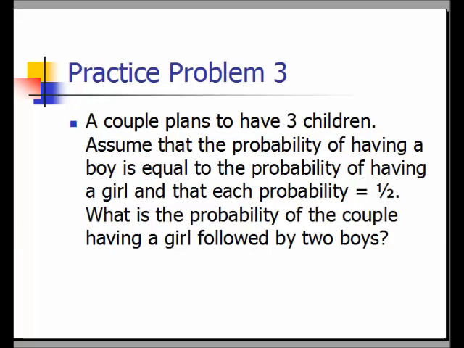Practice problem 3. A couple plans to have 3 children. Assume that the probability of having a boy is equal to the probability of having a girl, and that each probability equals 1/2. What is the probability of the couple having a girl followed by 2 boys?